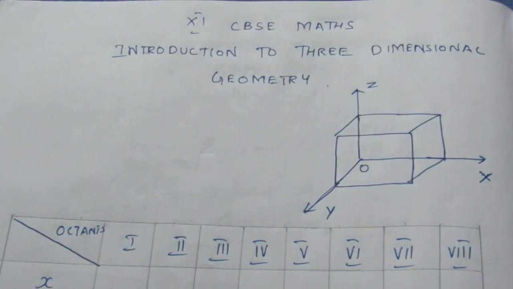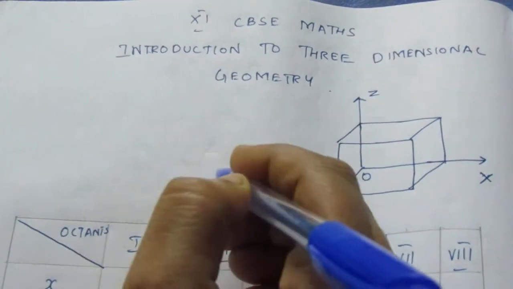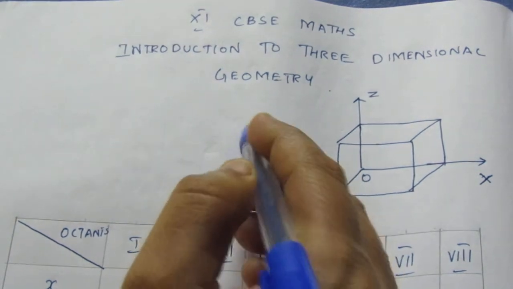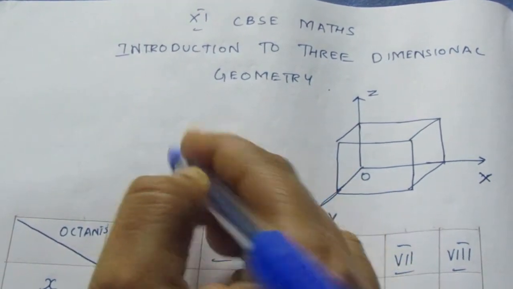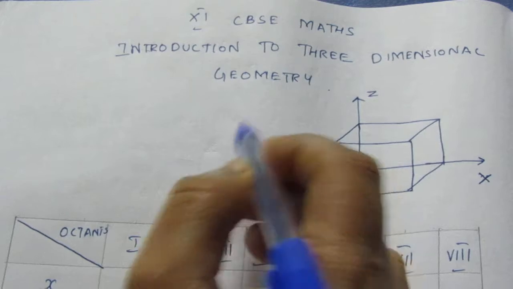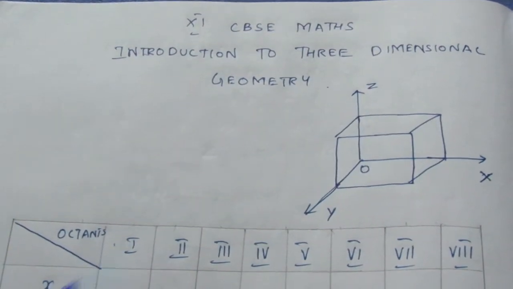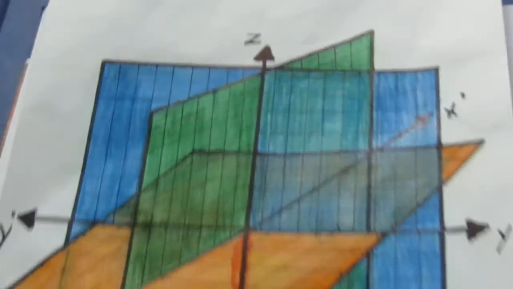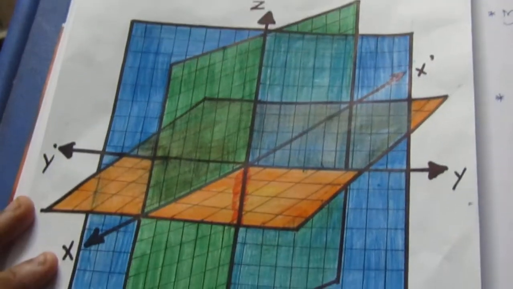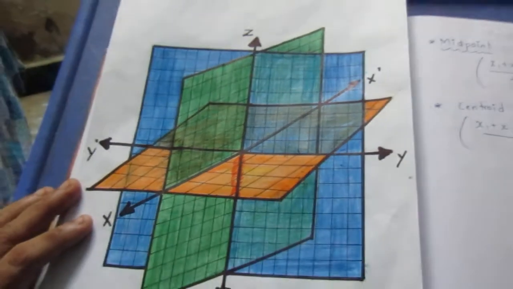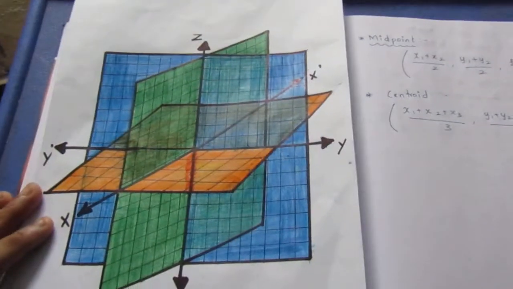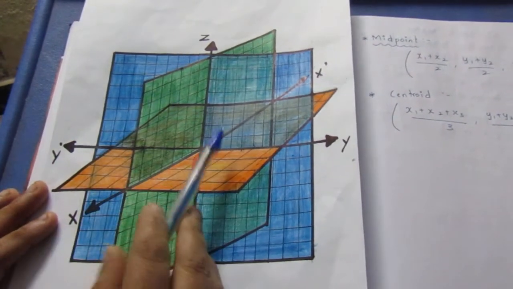We know that for x and y, we used to go with quadrants. It divided the plane into four parts, which we call quadrants. Here we call this octants because it is divided into 8 parts. Just have a look at this diagram. Now here, the plane is divided into 8 parts.